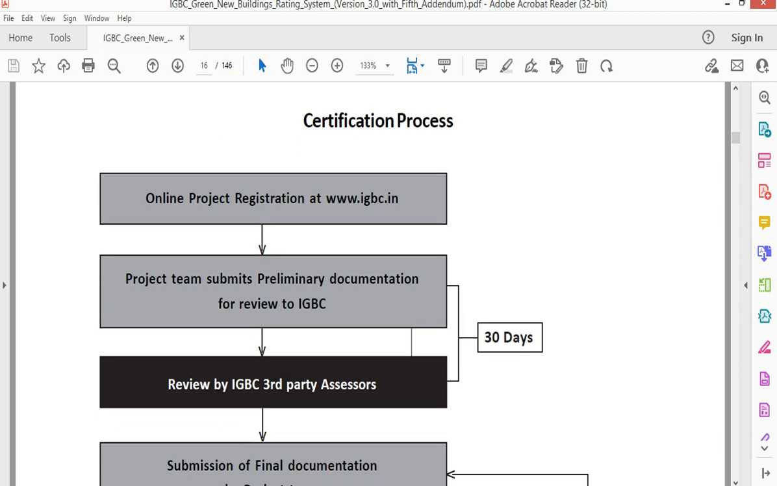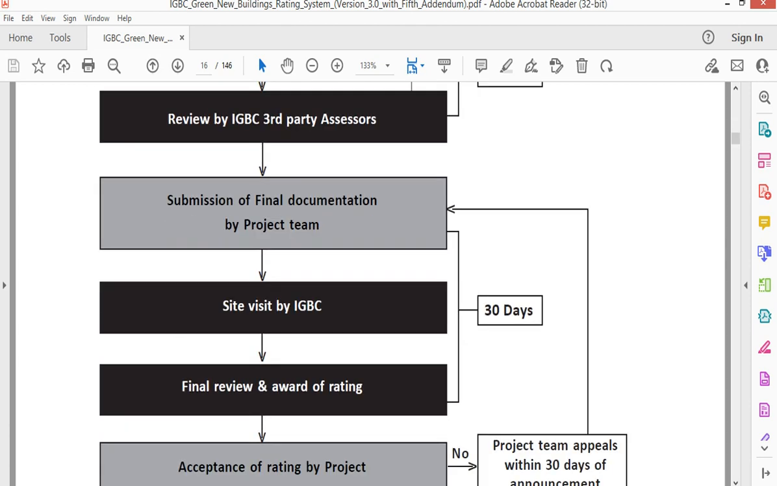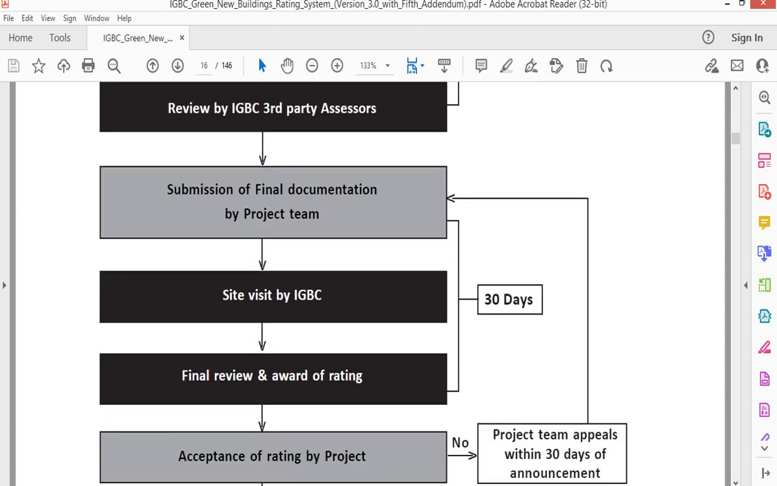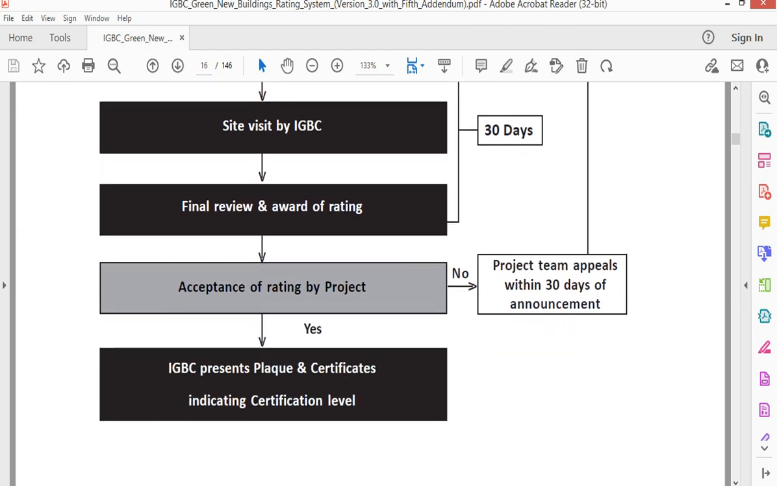Here is the flowchart of this certification process. First, the project needs to register itself on the IGBC's website. Afterwards, they need to submit the preliminary documentation, which would be reviewed by the IGBC third-party assessors, and their reviews would be known within 30 days. Then comes the submission of the final documentation by the project team. Then comes the site visit by the IGBC, followed by the final review and the award of the rating. And then comes the acceptance of the rating by that particular project.